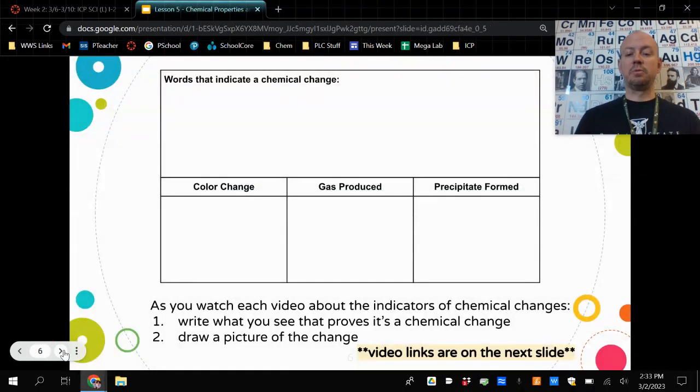And the last thing we're going to do right here, so we filled in our words, you're going to watch these videos of the 3 key changes. The videos are linked there, so you would be able to do that or watch them right here in the video. And you're going to not only draw what it looks like, draw a picture of the change, but write down that specific thing that shows you you have done a chemical change or made something new and made something different.